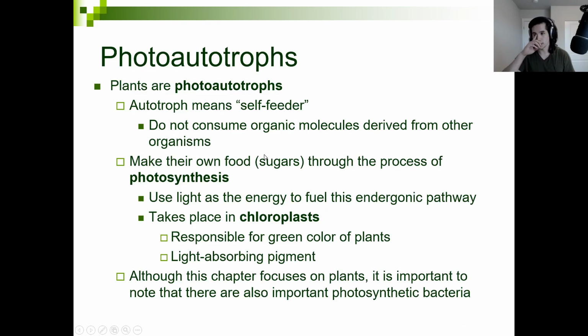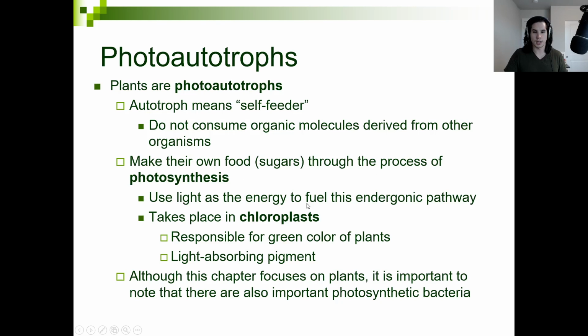All right, so plants. Let's talk about photoautotrophs in general. Plants are photoautotrophic. That means that they are autotrophic, meaning they make their own food, and they do so using sunlight or some kind of light. Autotroph means self-feeding, and photo means they use light to get there. So they don't consume organic molecules derived from other organisms. They're pulling their components from the atmosphere, at least when we're talking about making sugars. They make their own food in the form of sugar through the process of photosynthesis.